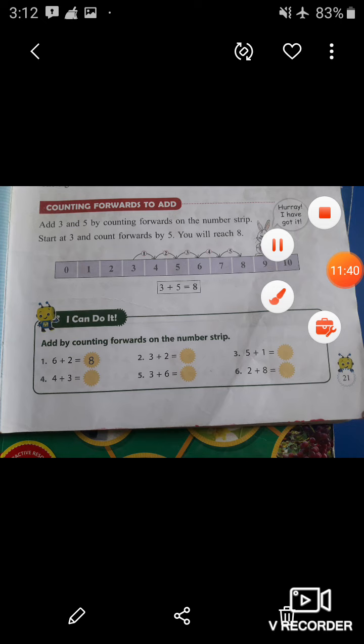So students, at last, what did you study in this chapter about addition? And what is addition? Addition is putting together 2 or more numbers, that is called addition. And addition means together, combining and joining.